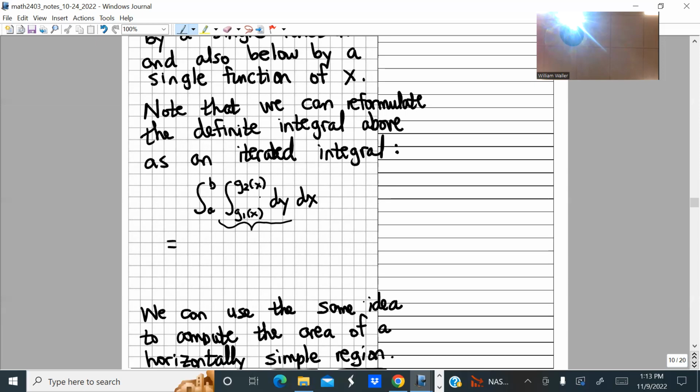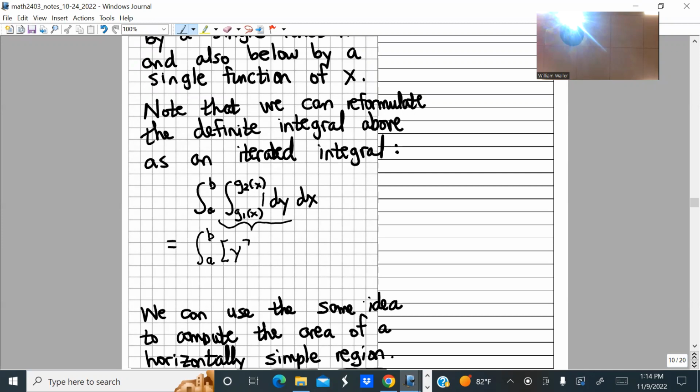It's 1, right? It looks invisible, but it's really there. It's 1. So you're just integrating the constant 1 with respect to y. When you integrate 1 with respect to y, what's the antiderivative? It's y, right? Y to the first power.